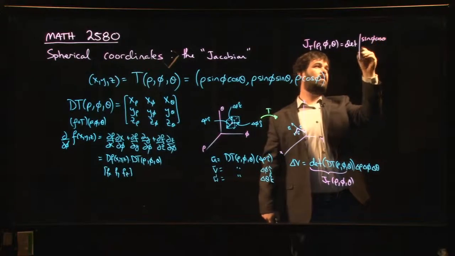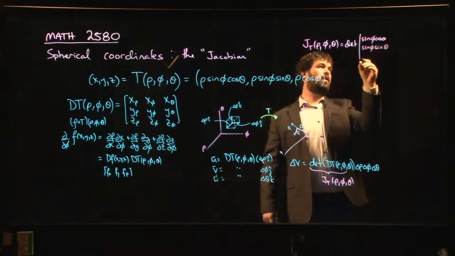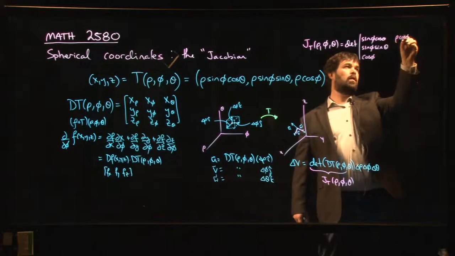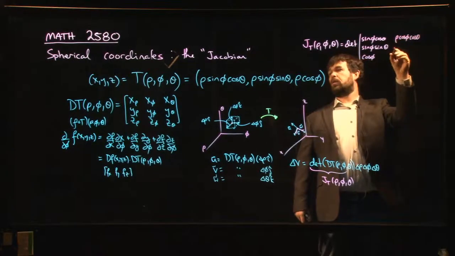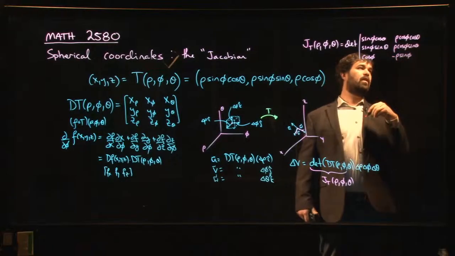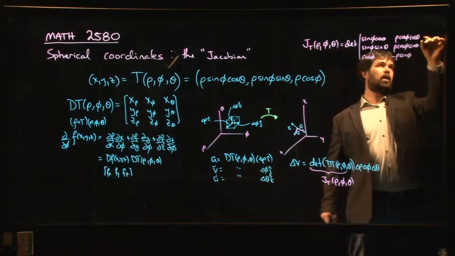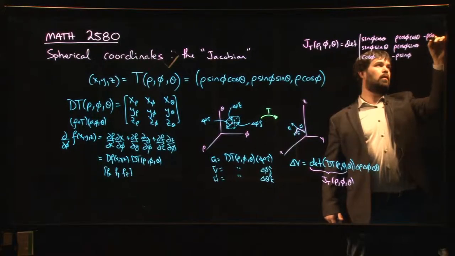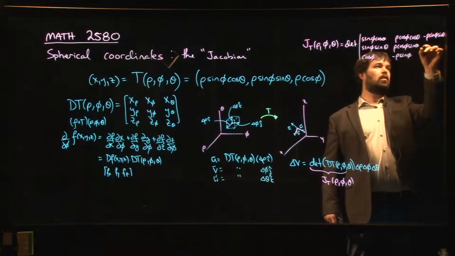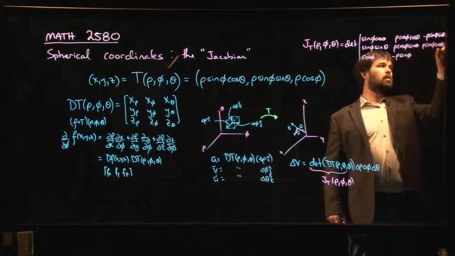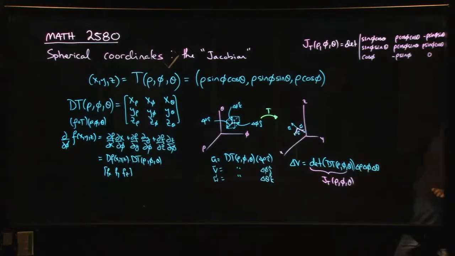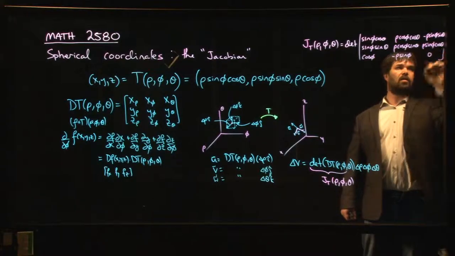Sine phi cos theta, sine phi sine theta, cos phi. There are the rho derivatives. Now we're going to do the phi derivatives: rho cos phi cos theta, rho cos phi sine theta, and minus rho sine phi. And then finally we do the theta derivatives. So we get minus rho sine phi sine theta, I hope that fits, and then rho sine phi cos theta and, well, zero, because z doesn't depend on theta. Did that fit? I'm looking over here at my monitor. Just barely. Okay, I think we've got that all on camera.